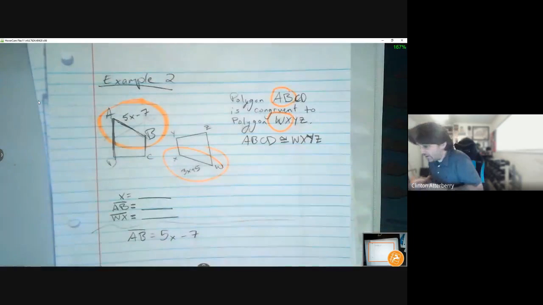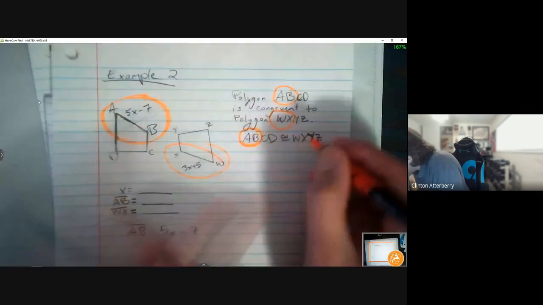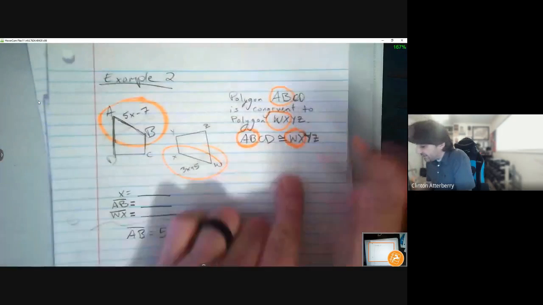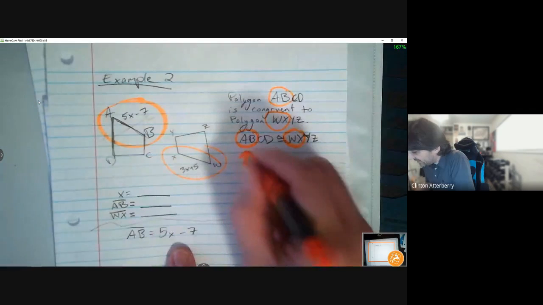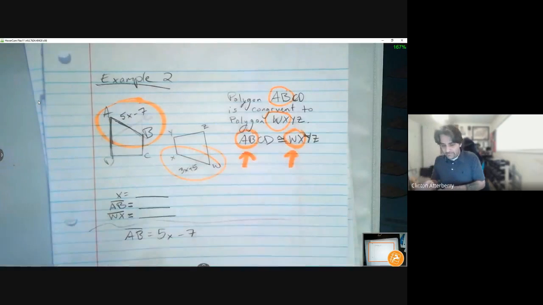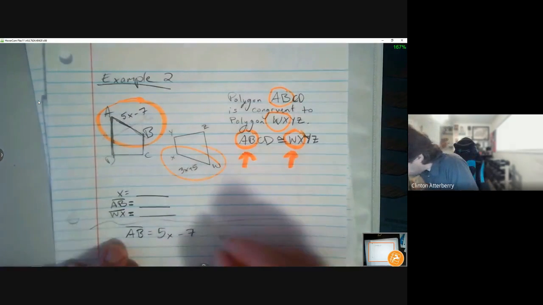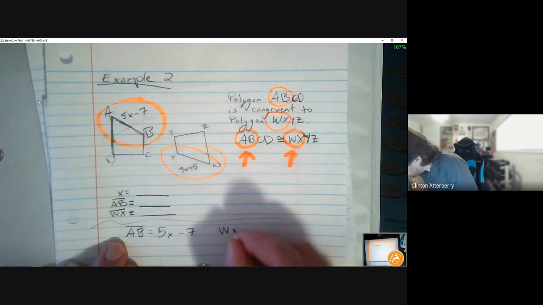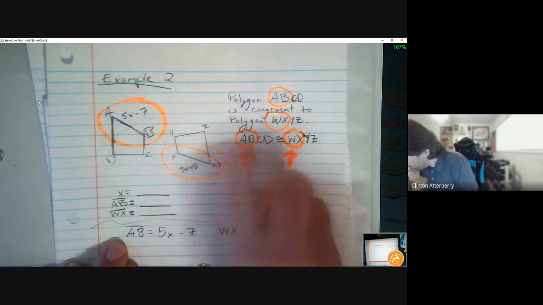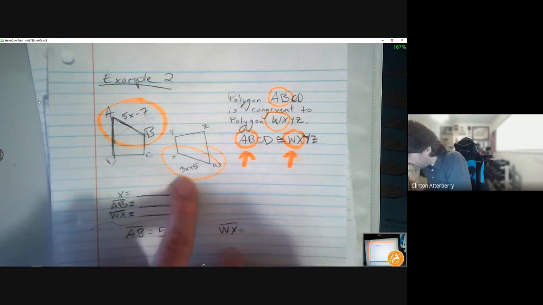But you notice, hopefully, since they gave us AB, that means those similar pieces, you see how it's like the first two? Those are the same. So they gave us W to X. They gave us that statement. AB, WX. So they told us with this one that this line segment is 3x plus 5.